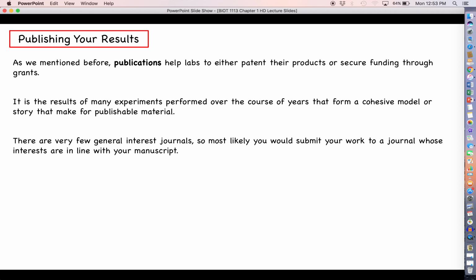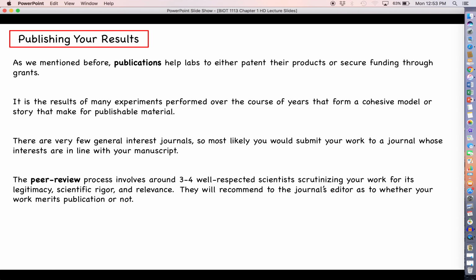So if you are submitting a new protocol for the production of insulin, you might want to submit that to the Journal of Endocrinology or the Journal of, I'm making up something here, but the Journal of Biotechnological Techniques or something like that. I don't know if that's a real journal, but I'm just spitballing here.